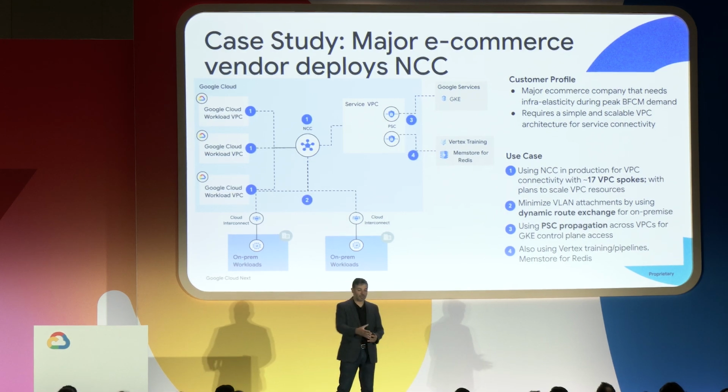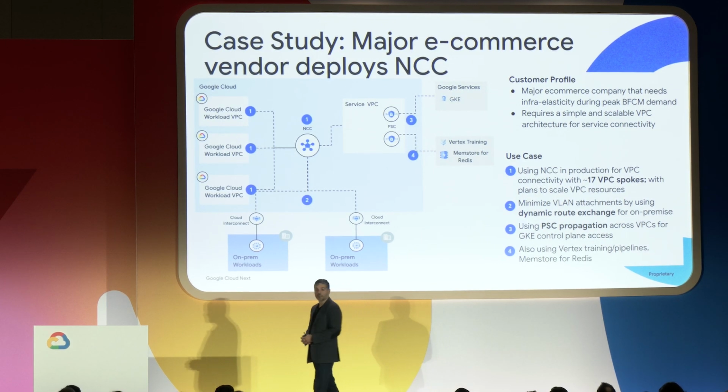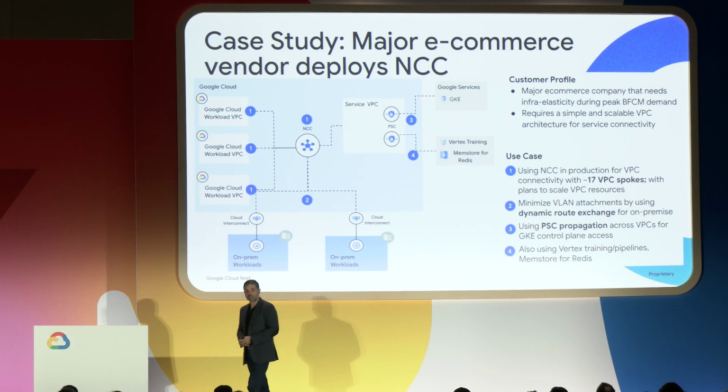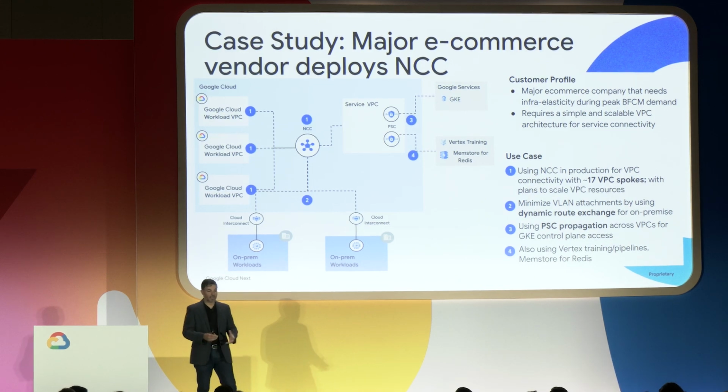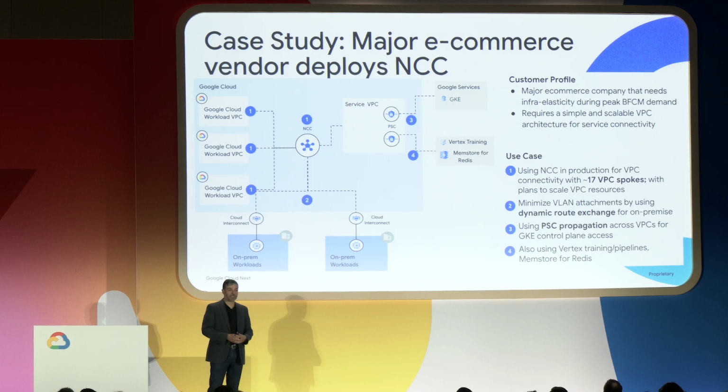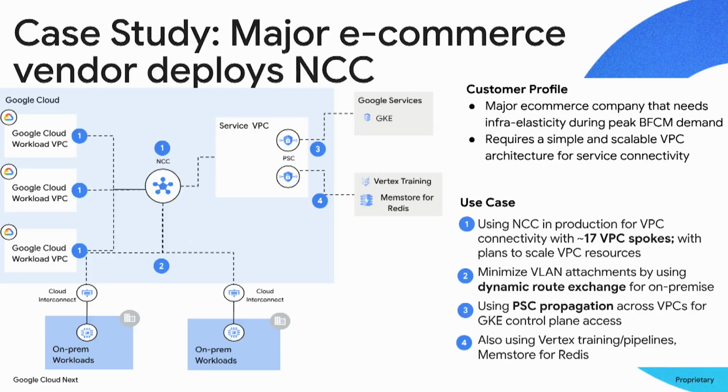Also, which we haven't talked about, Private Service Connect. That integration of Private Service Connect propagation with the NCC architecture was a key thing for them. They've deployed a lot of SaaS, leveraging this architecture on Google, leveraging Vertex and other Memorystore, etc. applications, and they're using this in production today.